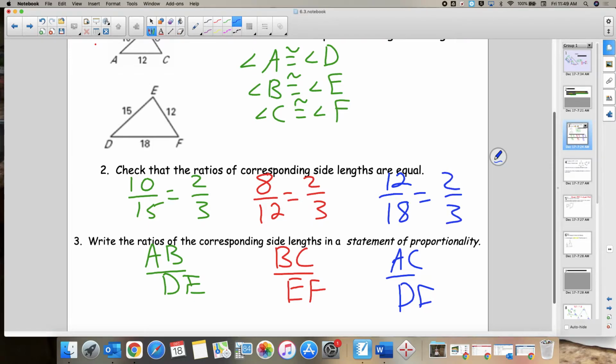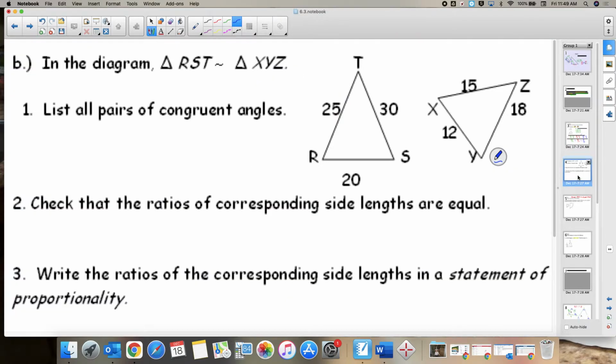So it says check that the ratios of those corresponding lengths are equal. They are. Now, since they are, what your statement of proportionality actually says is that these ratios are all equal to each other. So we just put the equal sign in between them. Right? Same thing for your next one here then.